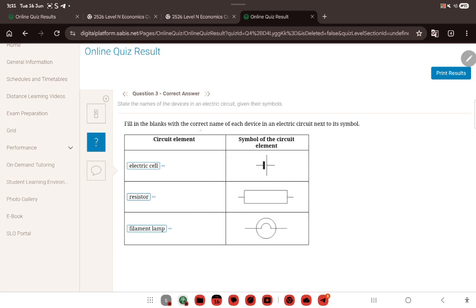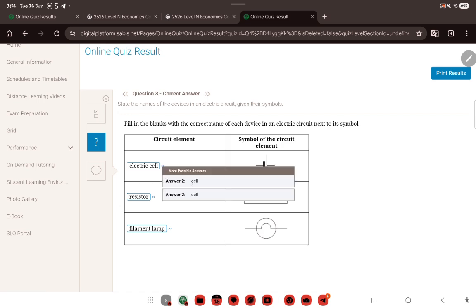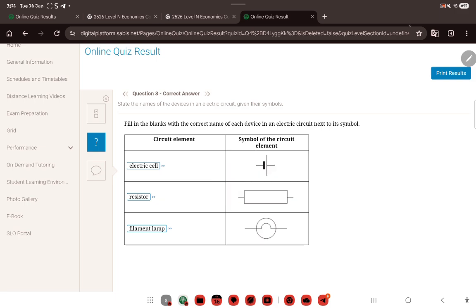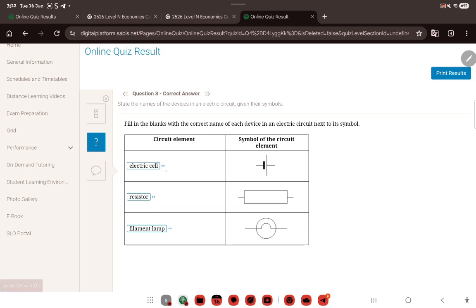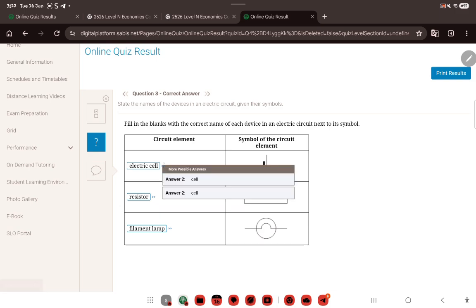Fill in the blanks with the correct name of each device. This is an electric cell or just a cell. These are memorization. These are symbols. We need to memorize the names of them. This is a resistor. Fixed resistor. Resistor is enough, and cell here is enough, or electric cell, it's up to you.